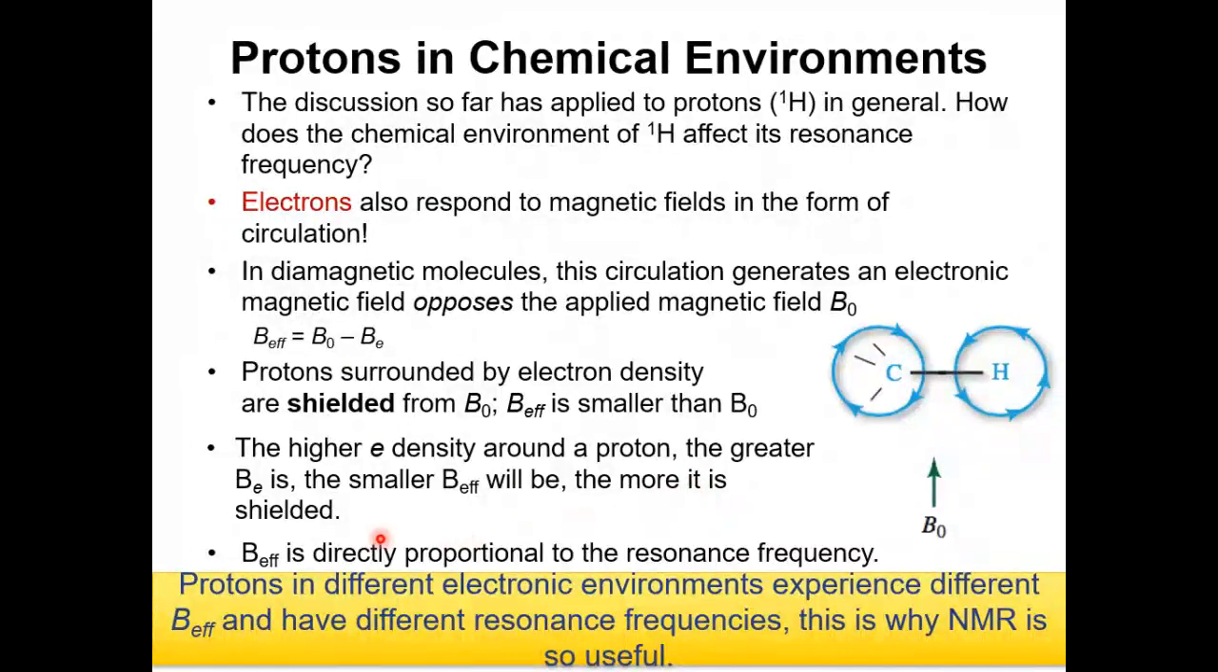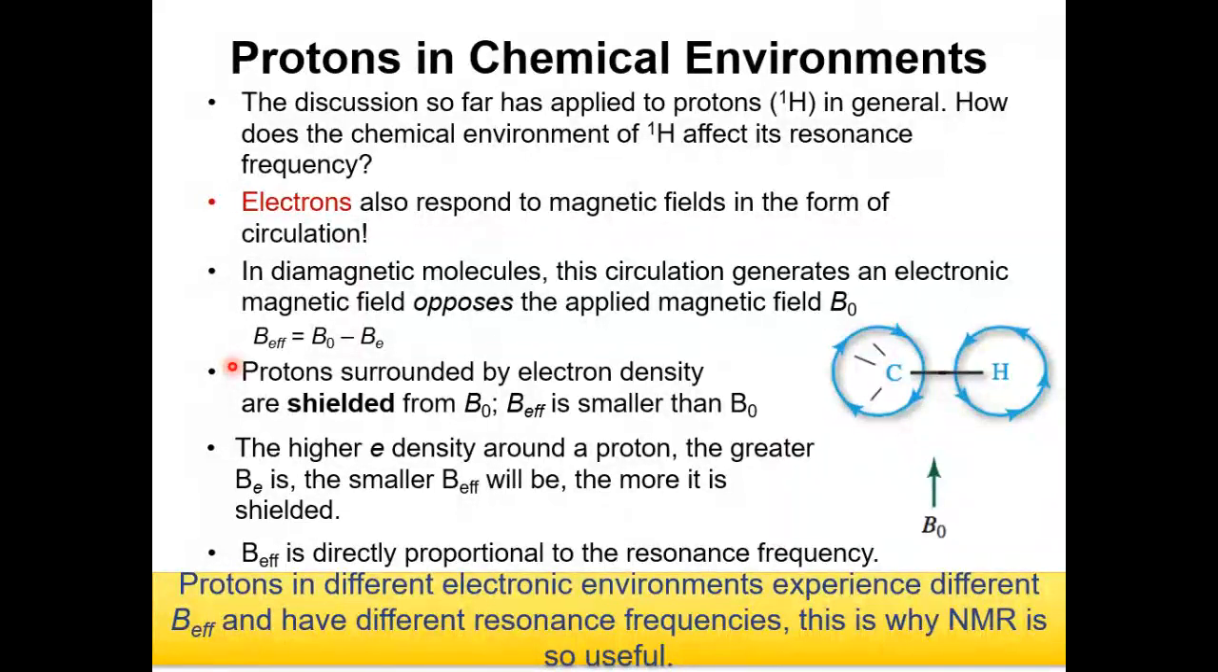And what's the impact of change of the BEFF? Because keep in mind, resonance frequency is directly proportional to magnetic field. And to be exactly correct, this magnetic field is not the external magnetic field. This magnetic field is the magnetic field experienced by the proton. So that means the electron density around a proton can directly impact its resonance frequency.